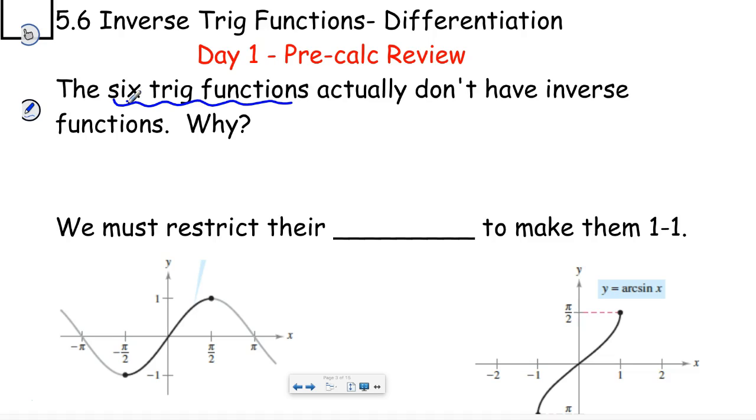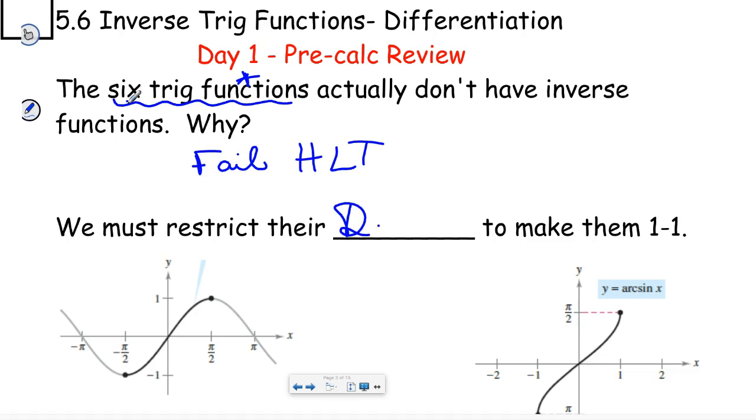Yeah, they all pass the vertical line test by nature because they are functions. By definition, they have to pass the vertical line test. But to have an inverse, it has to be a one-to-one function, so it has to pass both tests. And the trig functions fail the horizontal line test, like they fail it miserably.